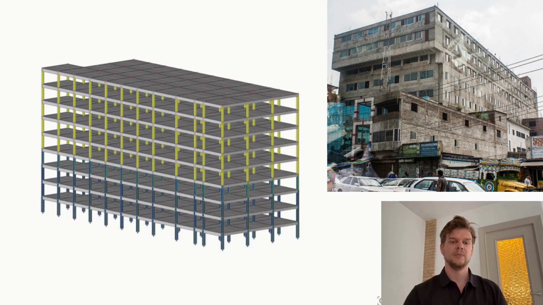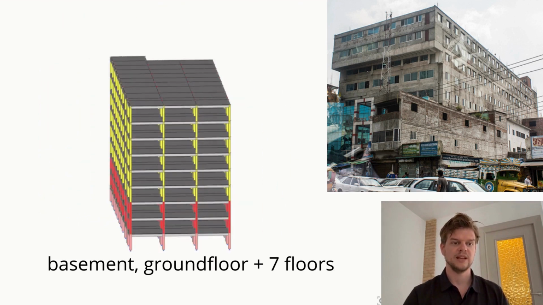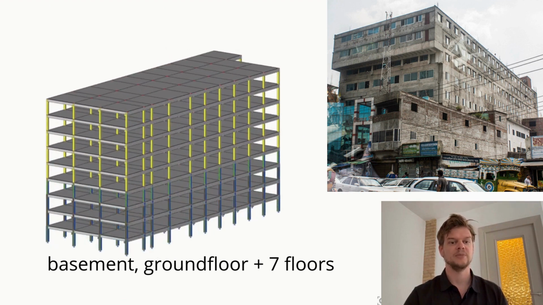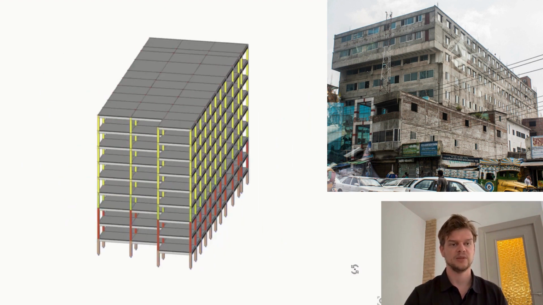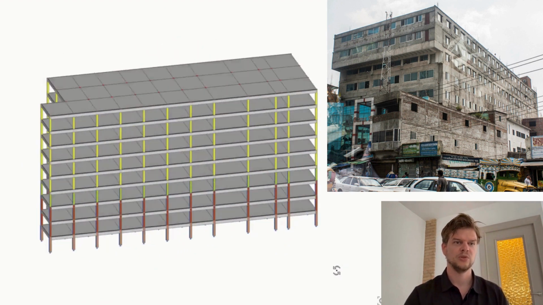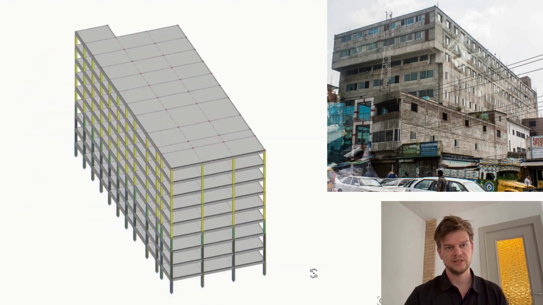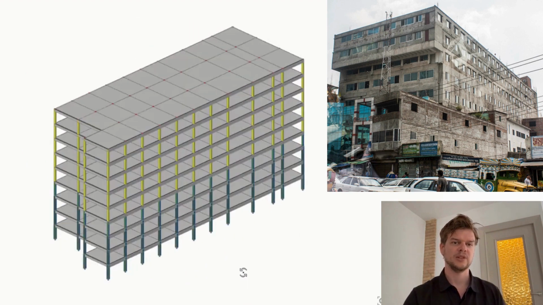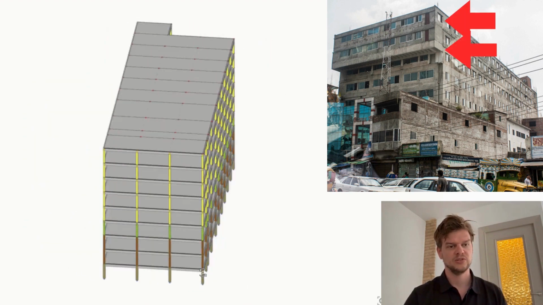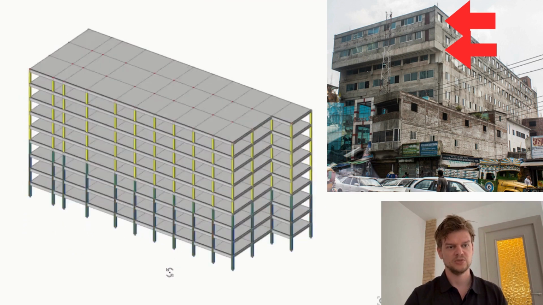Rana Plaza, a building with a basement, a ground floor, and 7 floors on top, collapsed on April 24th, 2013 in Bangladesh. It was a tragedy that shocked the world, but when we look closer, it becomes clear. This collapse didn't come out of nowhere. The building had illegal extra floors, added without recalculating the original structure.